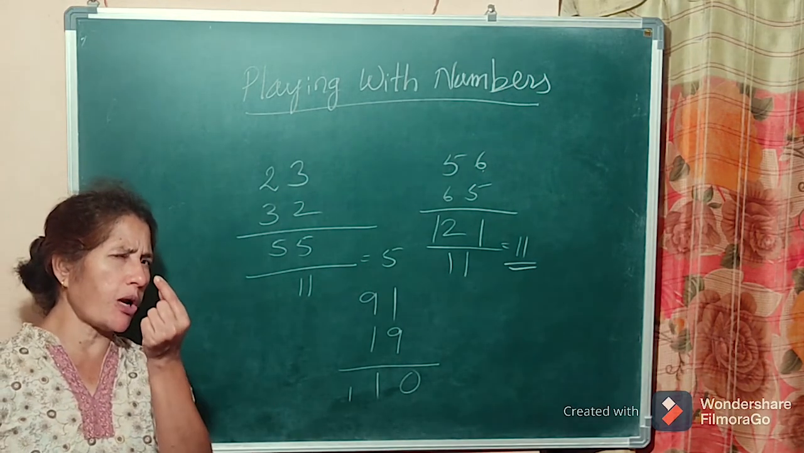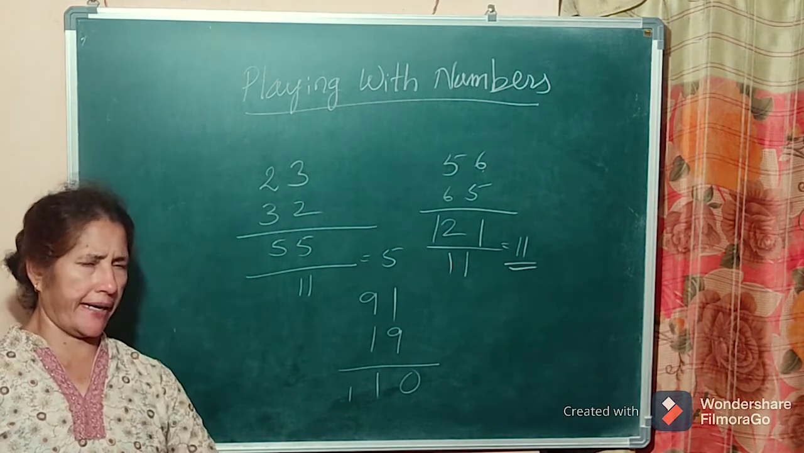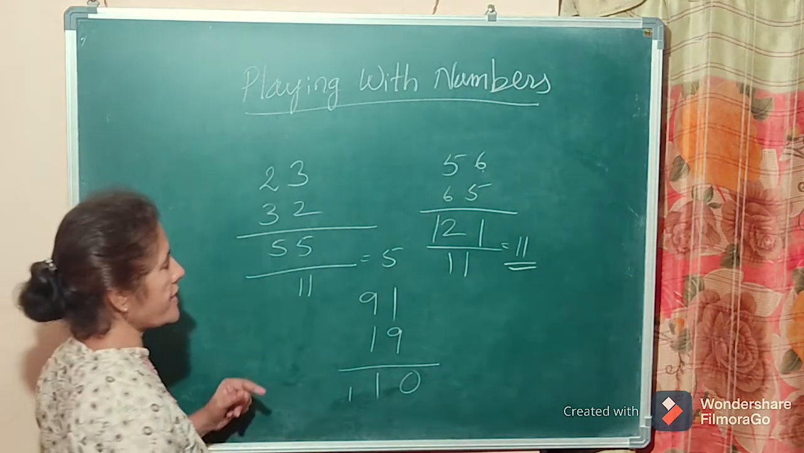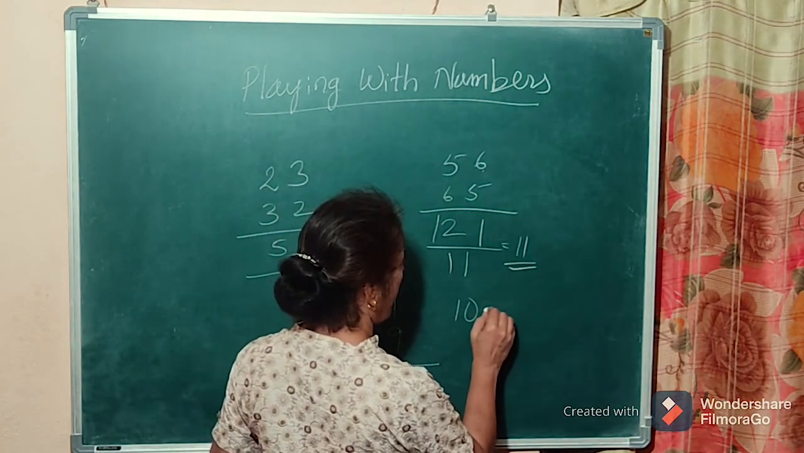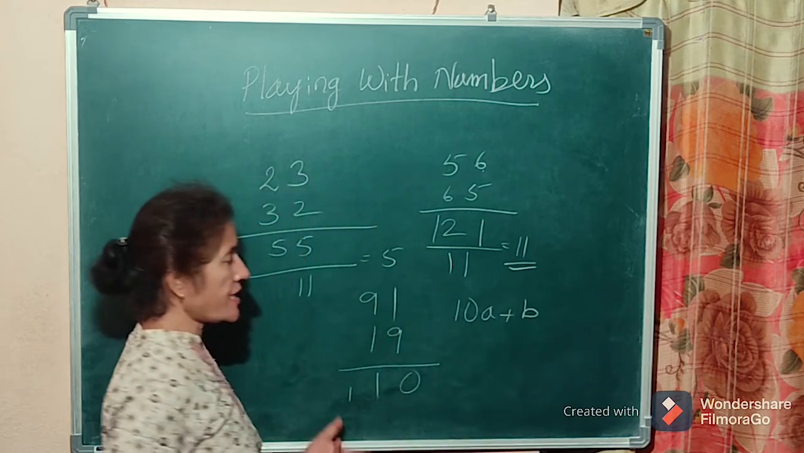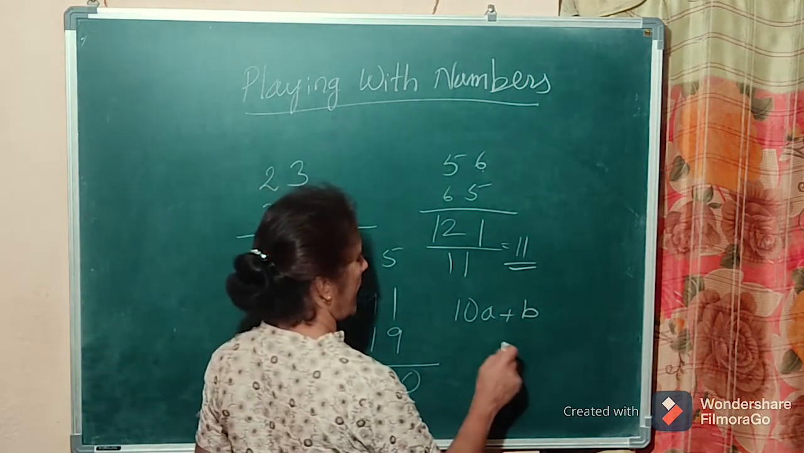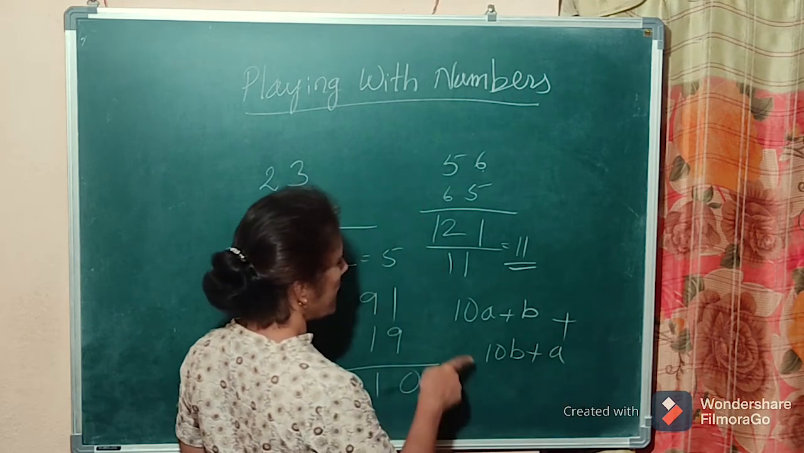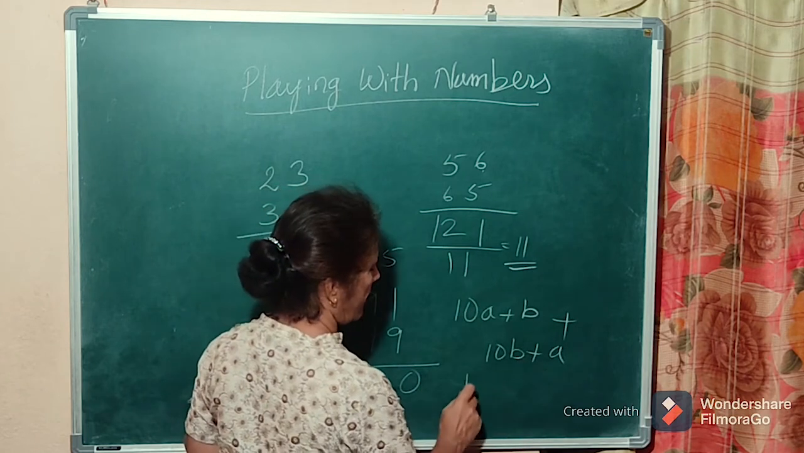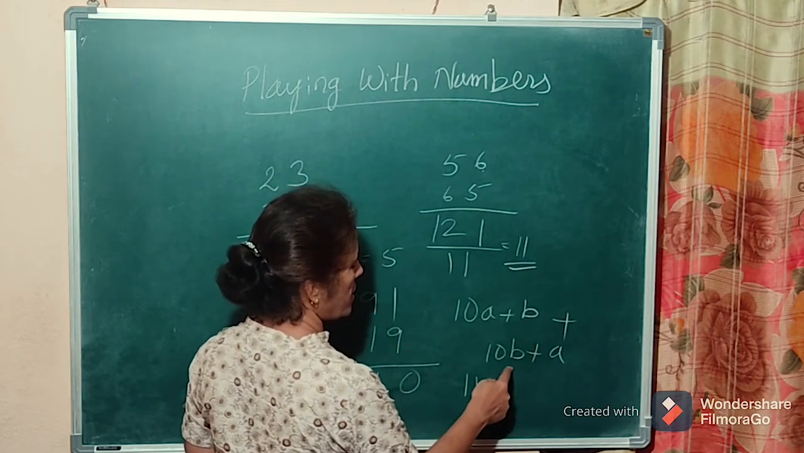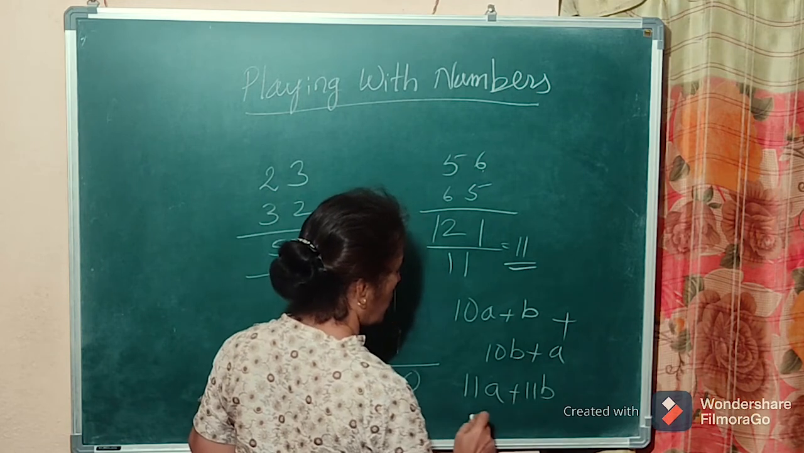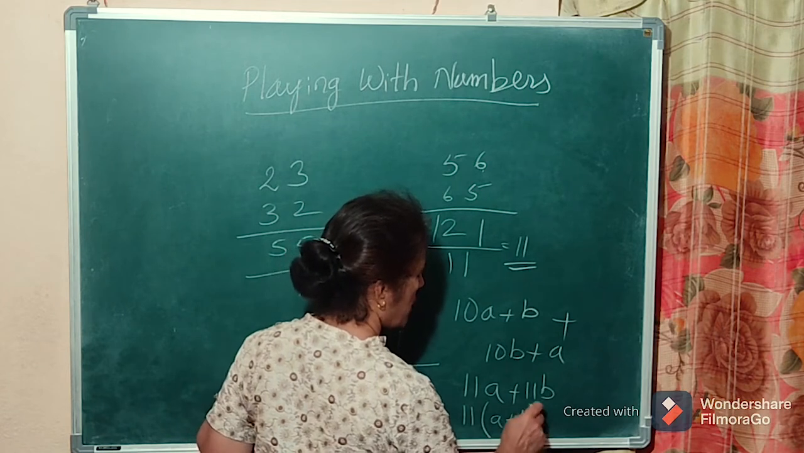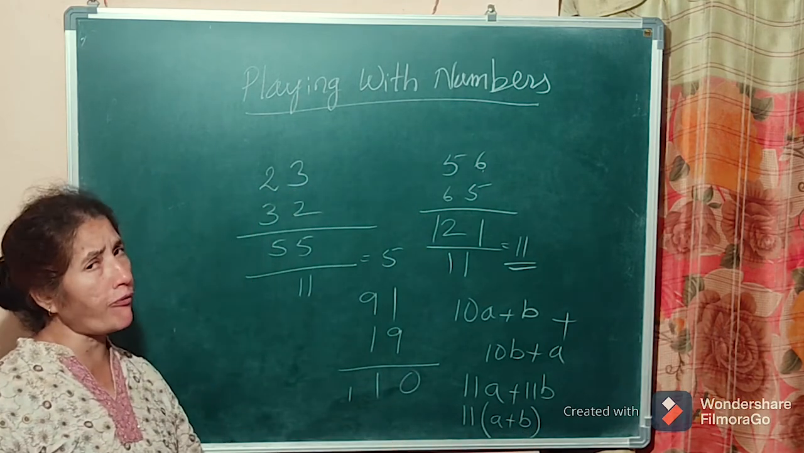I'll tell you one small logic behind that. You said two-digit number. How can I write that two-digit number? 10a plus b. Reverse it, and it will be 10b plus a. When you add, 10a plus a is 11a, and b plus 10b is 11b. So 11 is common outside, 11 times (a plus b). So definitely it will be a multiple of 11.